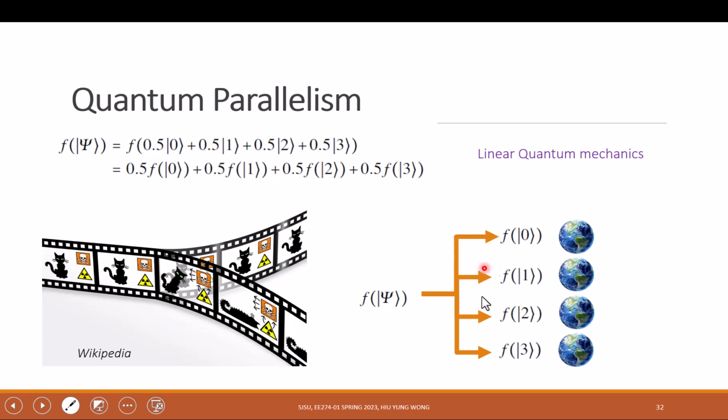I just want you to see this. So it looks like it's a quantum parallelism. I can compute everything at the same time. The reason is because I can form superposition. I group everything together and dump it into the machine.